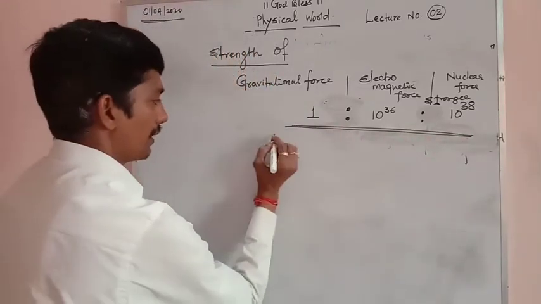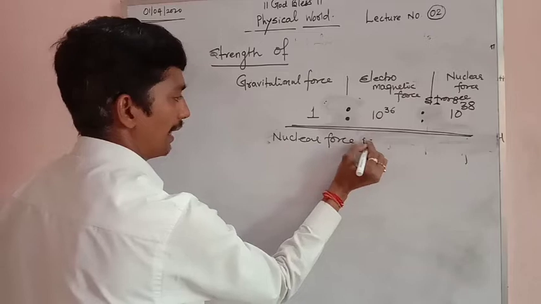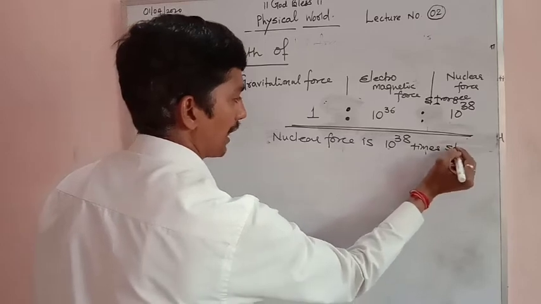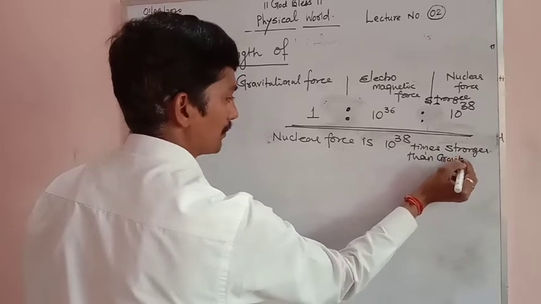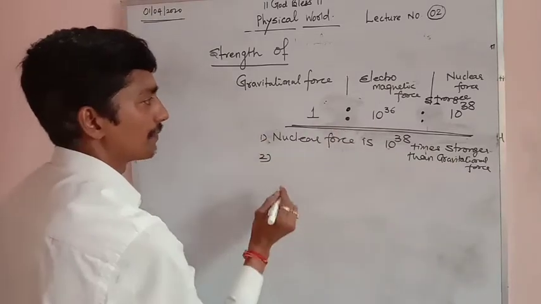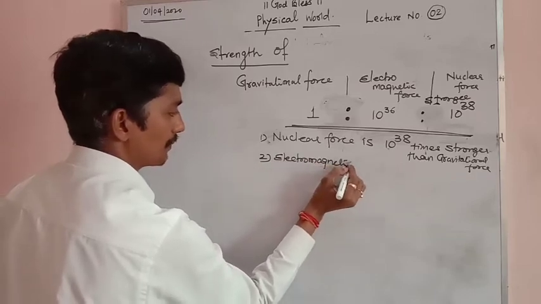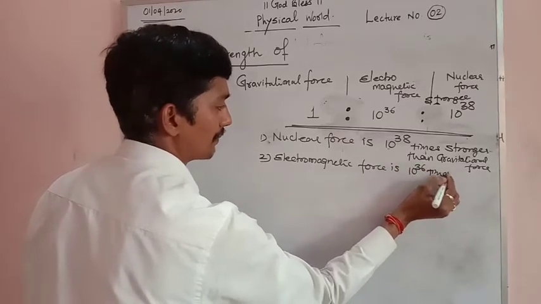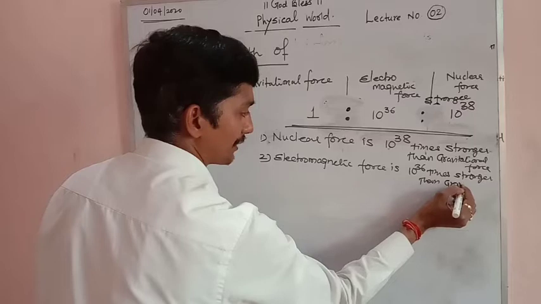What does it show? Nuclear force is 10 power 38 times stronger than gravitational force. First point. Second point. Electromagnetic force is 10 power 36 times stronger than gravitational force.